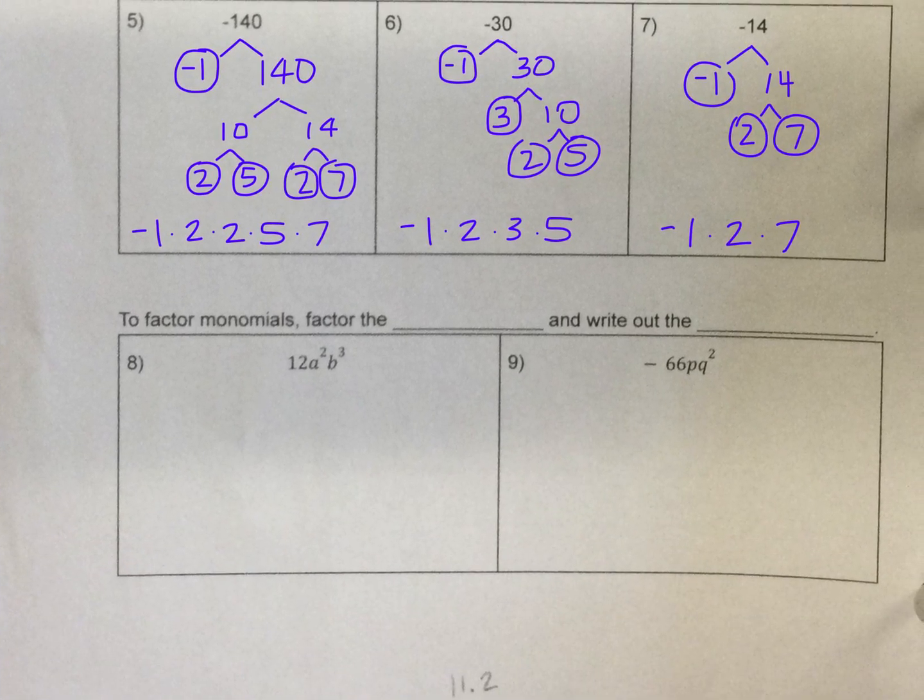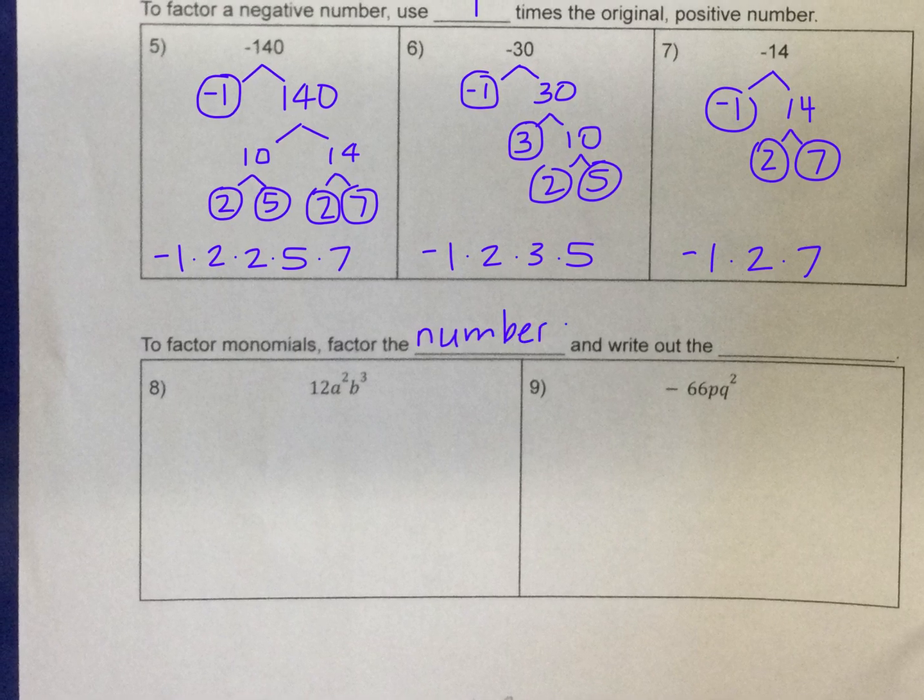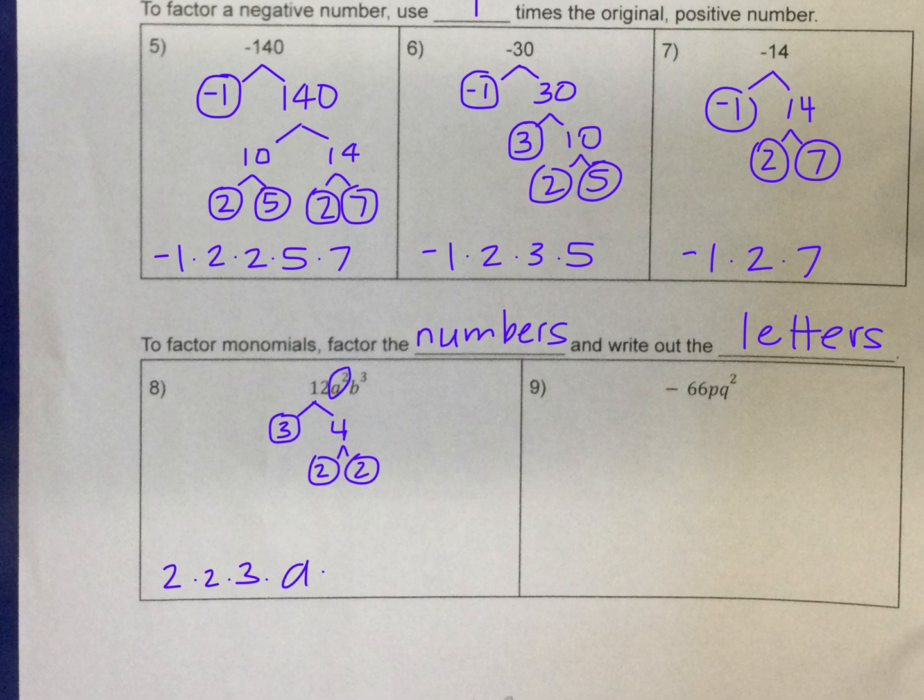Now, we're going to factor monomials. So now I'm throwing in some letters and numbers for you, but it's okay. So you're going to factor the numbers, and you're going to write out the letters. It's not hard, I promise. So let's just look at the numbers right now. 12, I'm going to do 3 times 4. 3 is prime, 2 times 2. All right, so I have 2 times 2 times 3. And then the A, I've got 2 A's, so A times A, and I got 3 B's, times B times B times B.